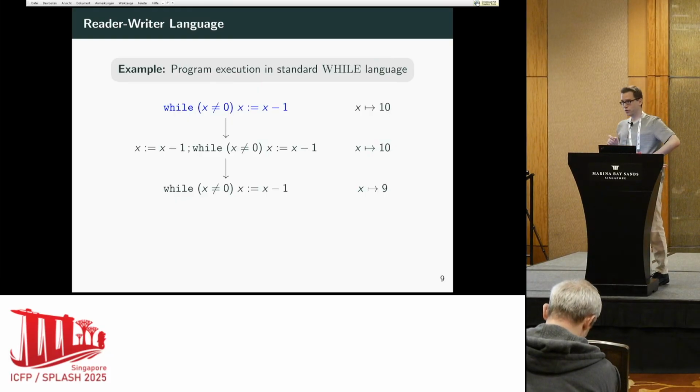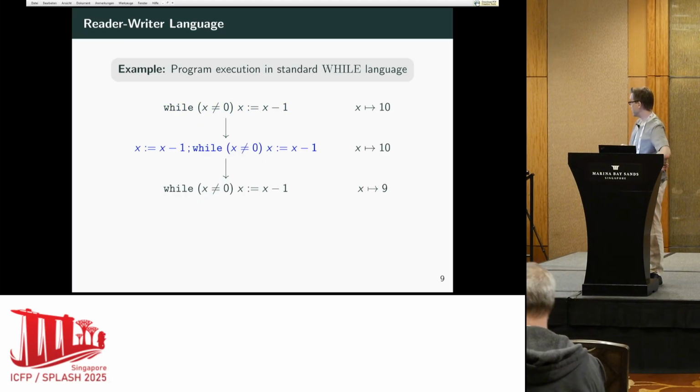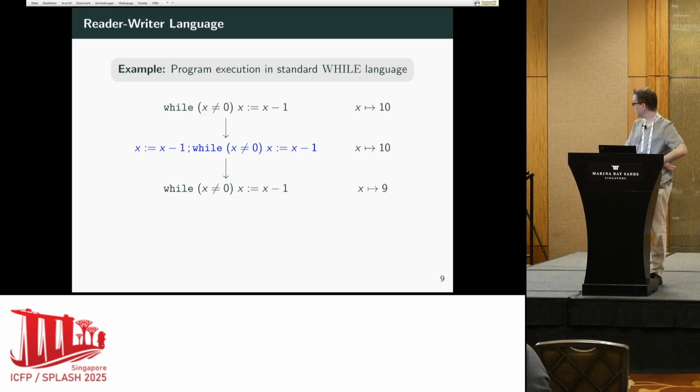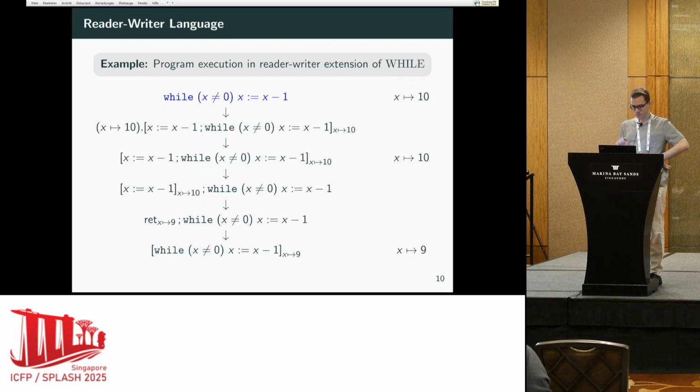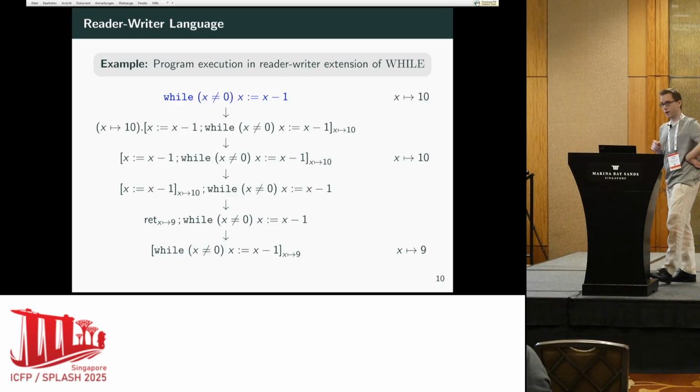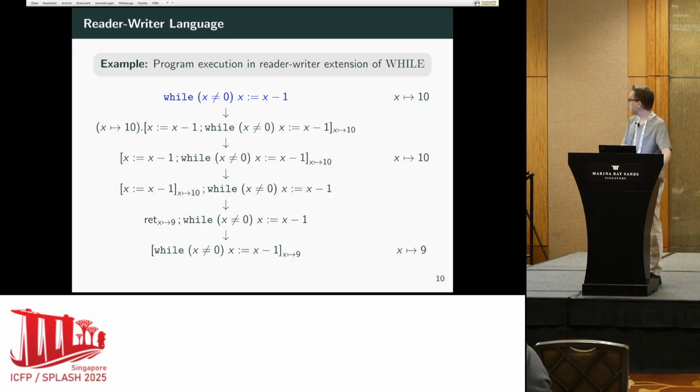So here you have a run of your standard while language. It's this loop that we have already seen. And what you would typically do is unfold, take the first x equals x minus 1 out, and then output the state 10, and then do this decrement, and so on. So this is how you typically run while programs. And in this extension, you do it in a more controlled way, but in the end, you output the same sequence of states.